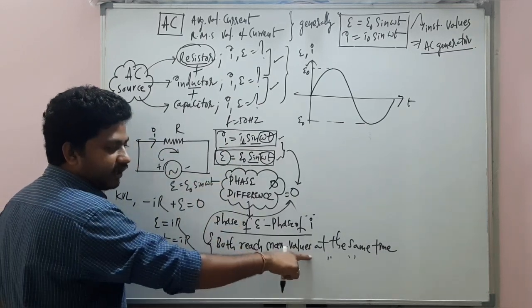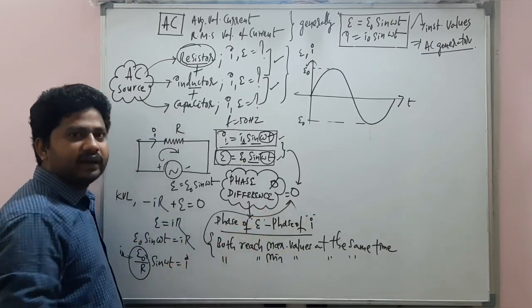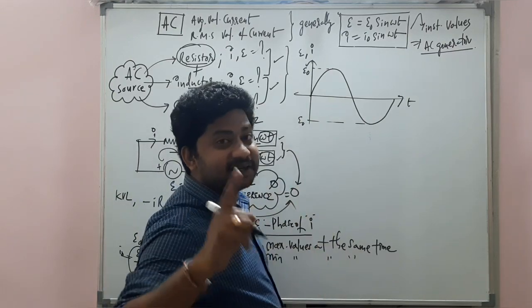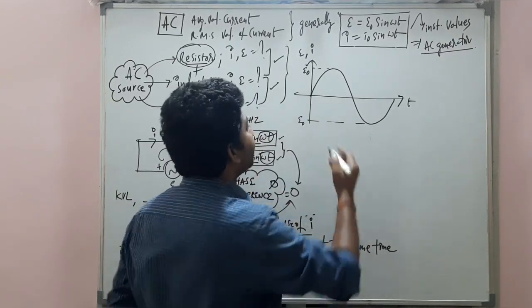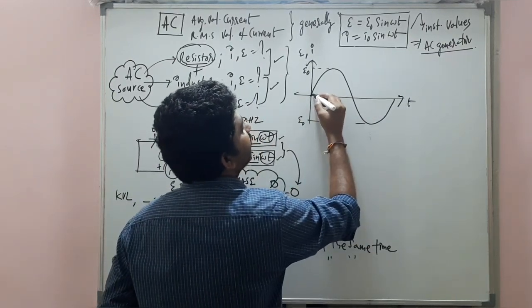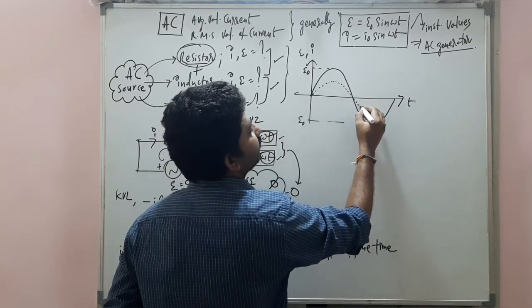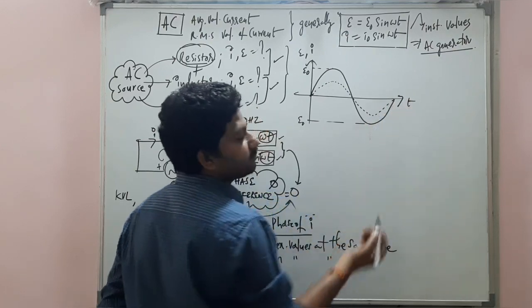Both reach maximum values at the same time and both reach minimum values at the same time. So now carefully see, both start at the same time also. Okay. So the current values are following the E. Current values are following the E. It's so simple, my dear students.